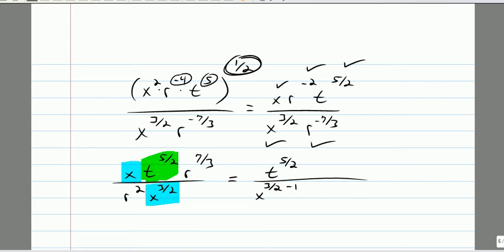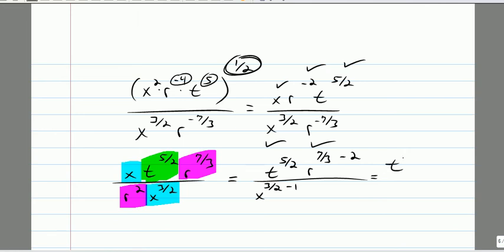Okay, 7/3. I think r to the 7/3 versus r squared. Well, 7/3 is more than 2, so we'll keep everything on top. So r to the 7/3 minus 2. One more simplification.